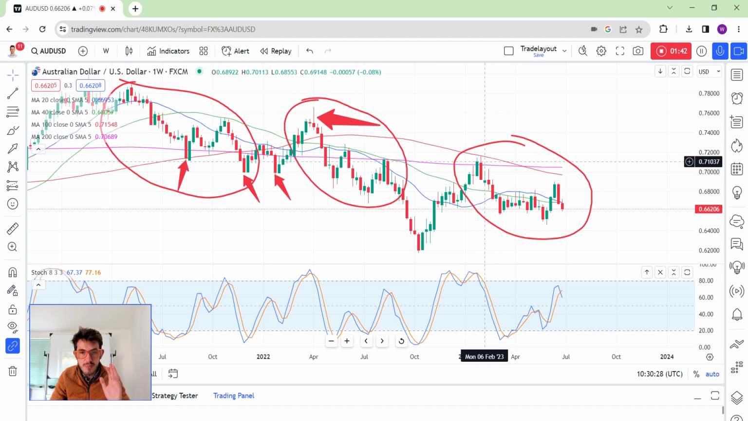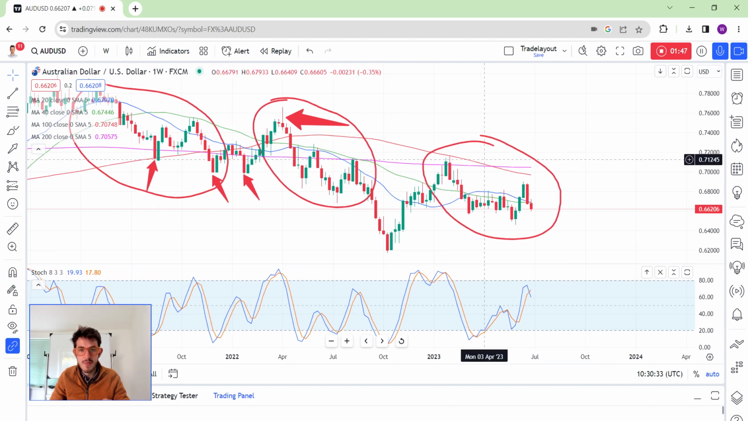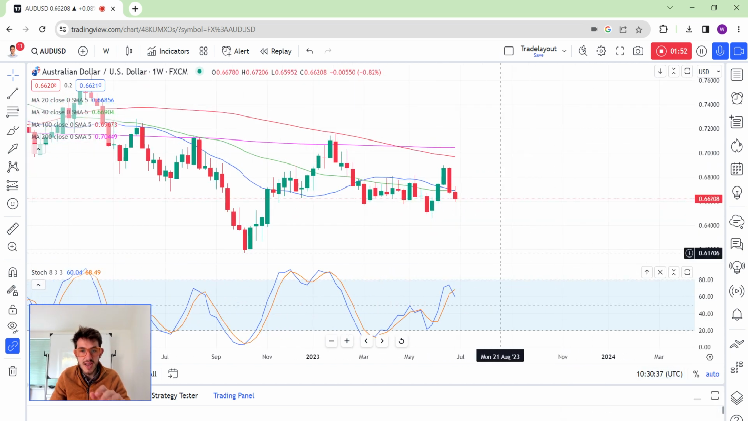And you'll notice that you brushed onto your 100 MA where we looked previously short. Well done if you took that. And you've just come down, and now you're pulling off those higher time frame moving averages.